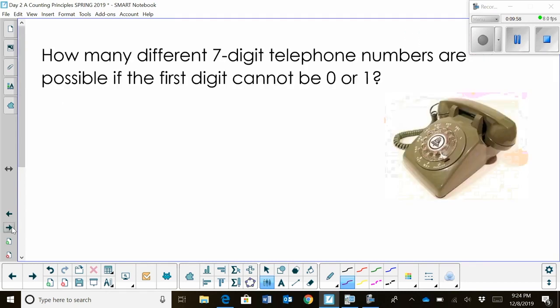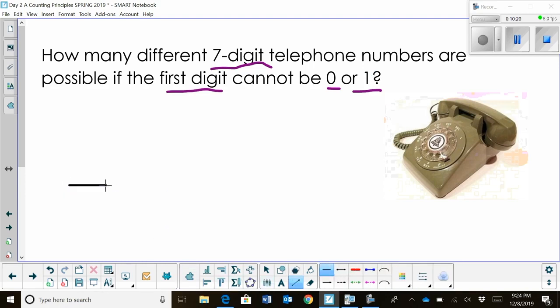So that's a lot. Okay, let's try the phone number problem. We have a 7-digit phone number. How many are possible if the first digit cannot be a 0 or a 1? We know if it's a 0, then it's going to call the operator, and if it's a 1, it's going to call long distance. So we have to eliminate those choices. So how many events do we have going on? Well, we have 3 in the front, and then we usually have a dash, and then 4 in the back. So we have 7 different positions or 7 events.